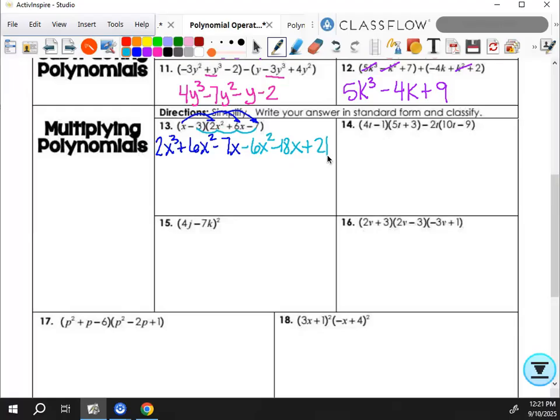Could I have made a box? Yes. Do boxes get a little ridiculous sometimes? Yes. I'm not a huge fan of the boxes. That is my personal opinion. So then we put it all together. 2x cubed, I just have one of those. The x squared terms cancel out. Negative 25x and plus 21. Any questions about that?